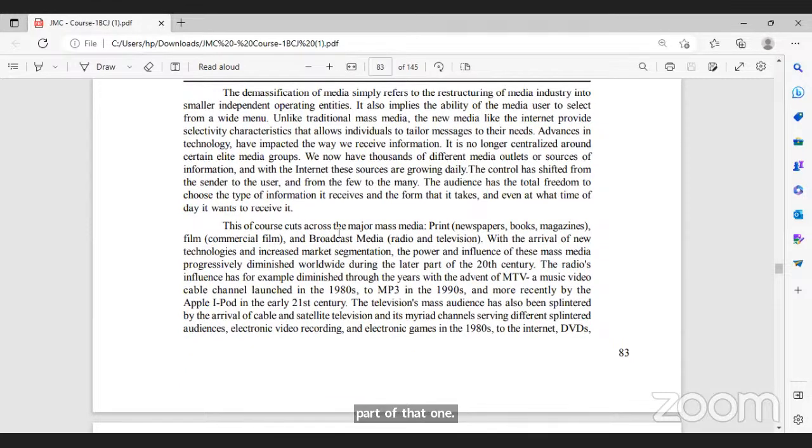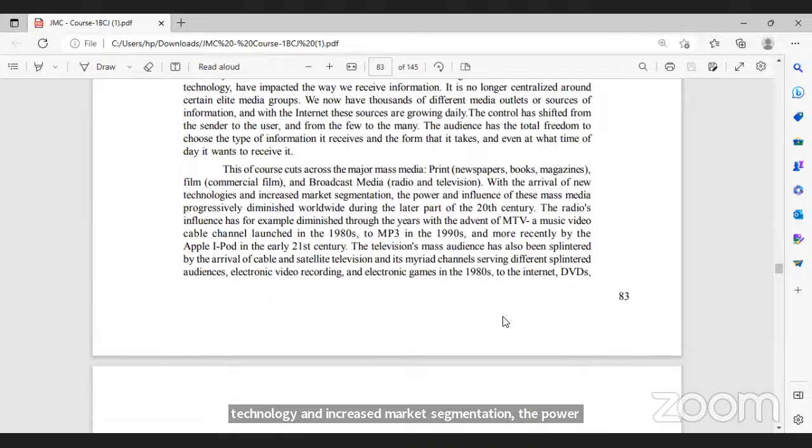However, we see that demassification of media, of course, cuts across the major mass media. What are the major mass media? Print and electronic broadcast vehicles. With the advent of new technologies and increased market segmentation, the power and influence of mass media progressively diminished worldwide during the later part of the 20th century because of technological advancements.